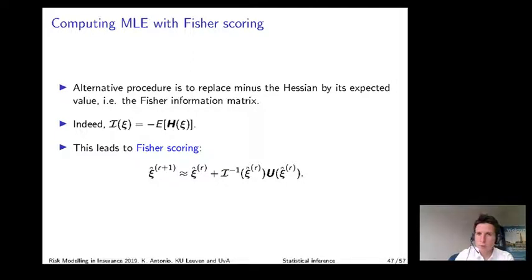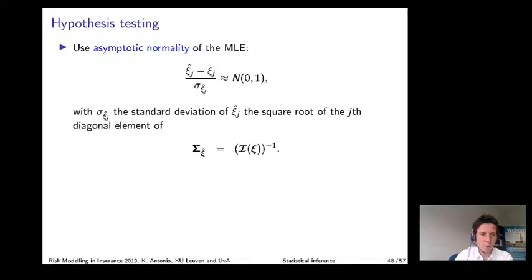Now, having this as a background to calculate maximum likelihood estimates and estimators, we're going to continue with some considerations regarding hypothesis testing. So the asymptotic normality of the MLE then leads us to the following distributional result, where hat xi j is the maximum likelihood estimator of the unknown parameter xi j, and xi j is the true value of this parameter.